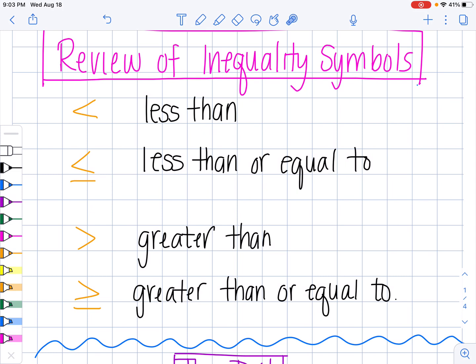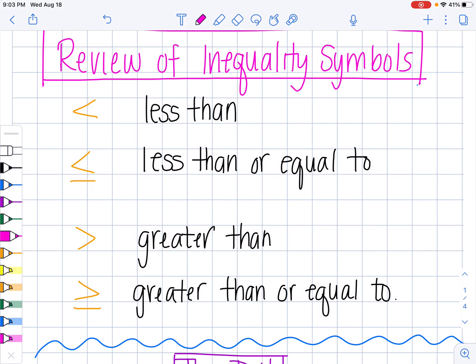Then when I flip my sign around the other way, down here, this means greater than. So this side is going to be greater than this side. And again, with the equals line down below, it's greater than or equal to. We don't write a full equals, we just write one line. So this side is greater than or equal to this side.